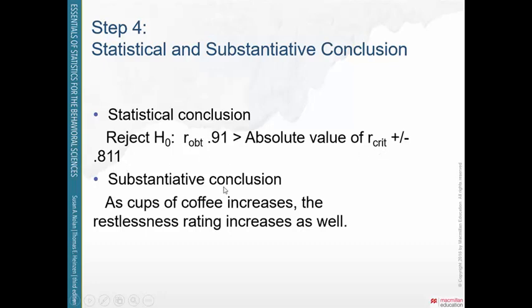And now we're going to substantively make a conclusion, and this is a 0.91, it's positive. So we're going to say, as cups of coffee increases, restlessness rating increases. That's our conclusion based on this correlation. It's a positive correlation. If it was a negative correlation, we'd say, as cups of coffee increase, restlessness rating decreases.